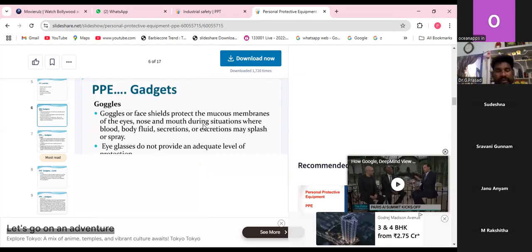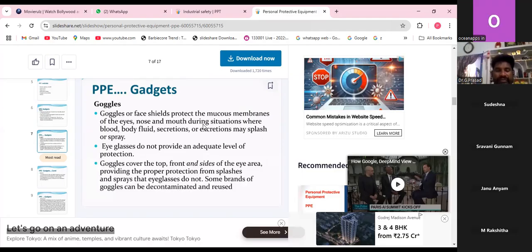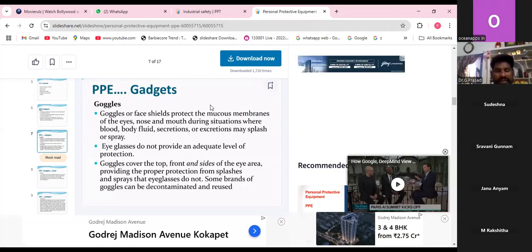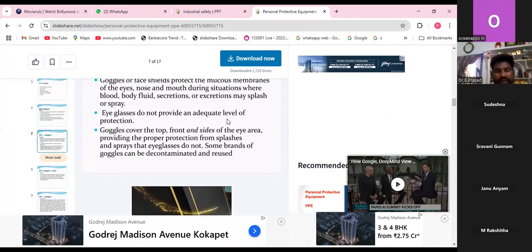Next, goggles. Goggles are nothing but specs. You can use the specs or a face shield to protect the mucous membranes of the eyes, nose, and mouth during situations where blood, body fluids, secretions, or excretions may splash or spray. Eyeglasses do not provide an adequate level of protection. Goggles cover the top, front, and sides of the eye area, providing proper protection from splashes.